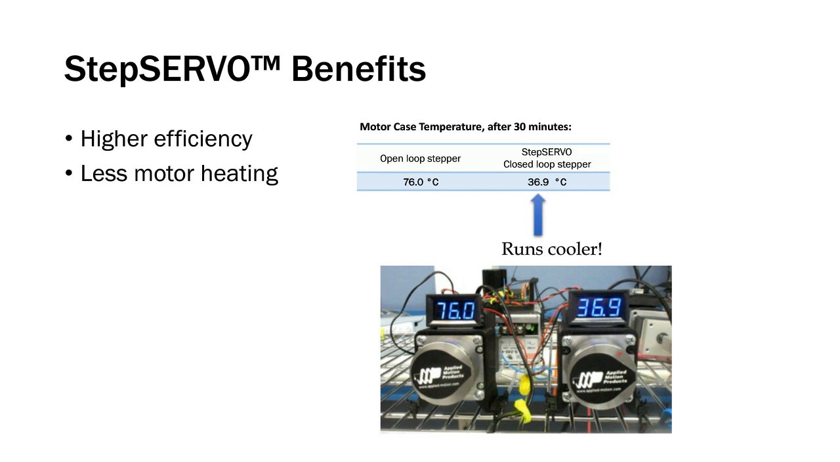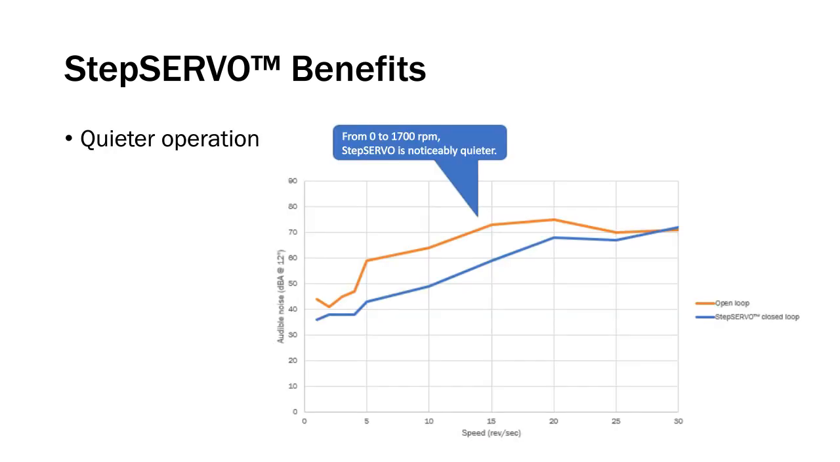And then the third benefit that a lot of users appreciate is that step servo motors are much quieter. And this has also a direct result of only putting the current in the motor that it needs, as opposed to full current, full open loop current all the time. This chart shows audible noise as measured with a precision microphone in decibels versus speed. The orange line is the open loop motor. The blue line is the step servo closed loop motor.